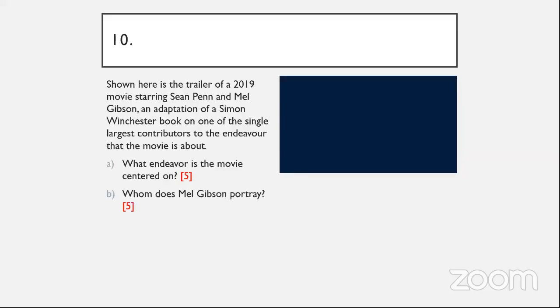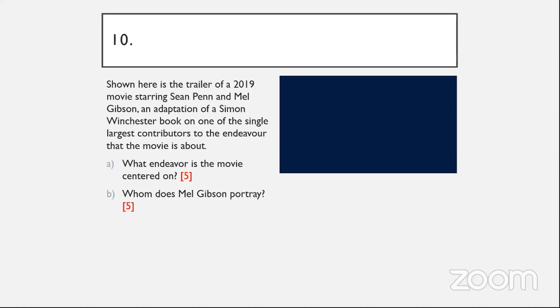Right? So, the entire movie is about a certain endeavor based on a Simon Winchester book, which is about the Sean Penn character, who was one of the largest contributors to this endeavor. So, what endeavor is the movie centered on? And whom does Mel Gibson portray? The question is directed to Team 4. So, can you answer? Yeah, you can.